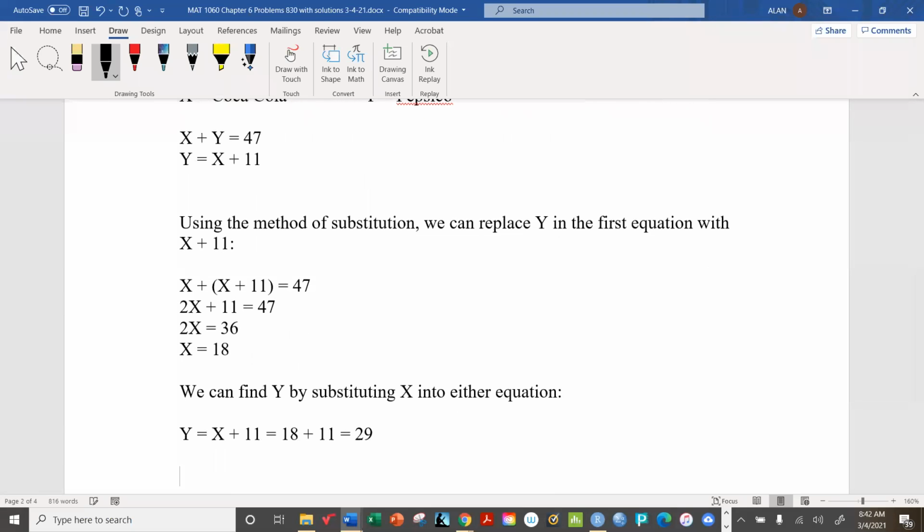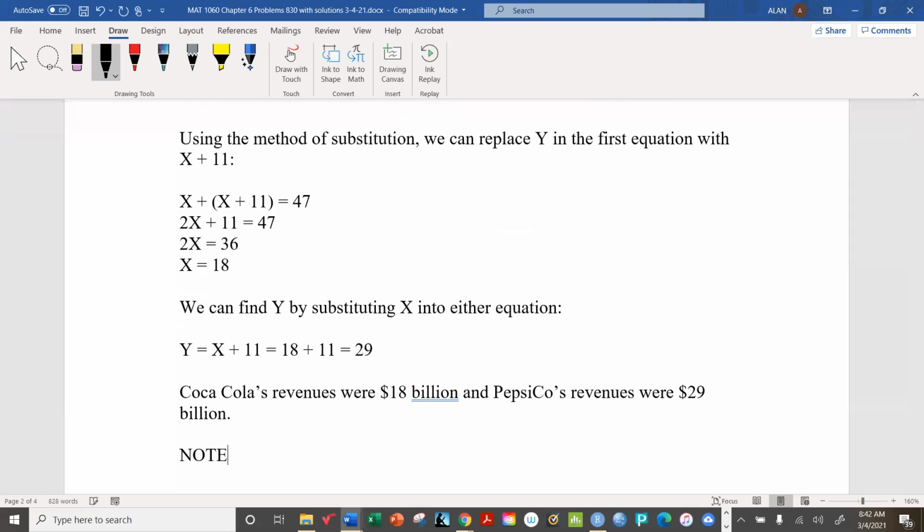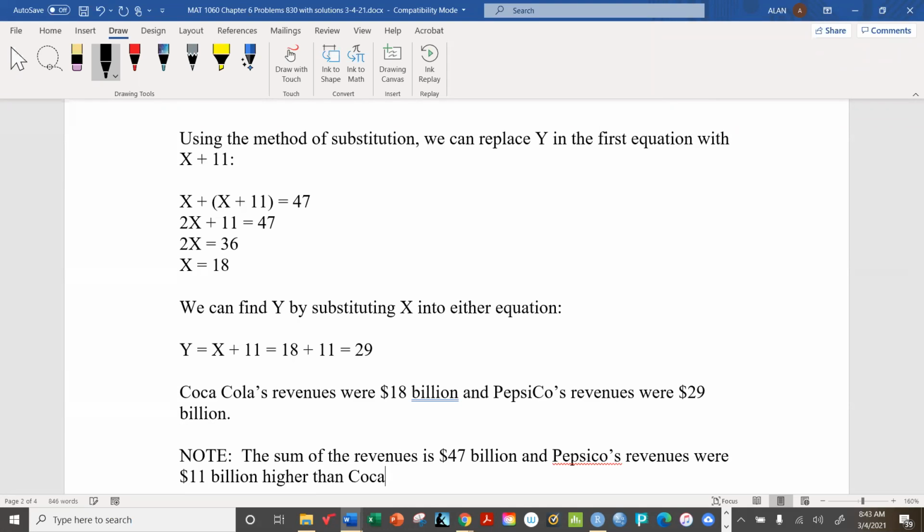Okay, 29. So Coca-Cola, we're at 18 billion, and PepsiCo, 29 billion. Now, of course, you can always double check your work too. And maybe you should note the sum of the revenues is 47 billion. And PepsiCo's revenues were indeed $11 billion higher than Coca-Cola. So that's how you know you got the answer right.